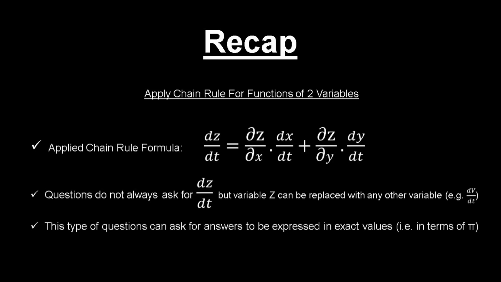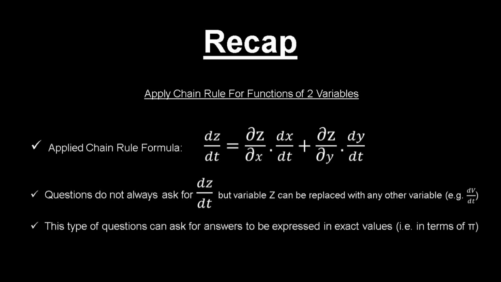Apply chain rule for functions of two variables. We have already gone through the applied chain rule formula: dz dt equals del z del x times dx dt plus del z del y times dy dt.